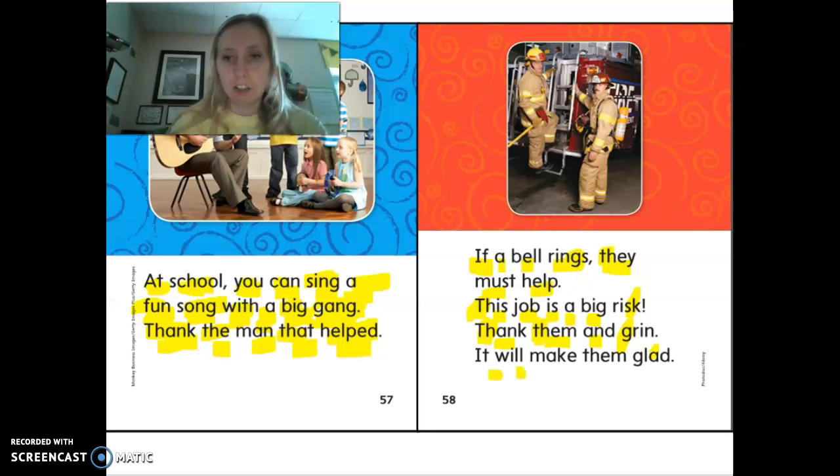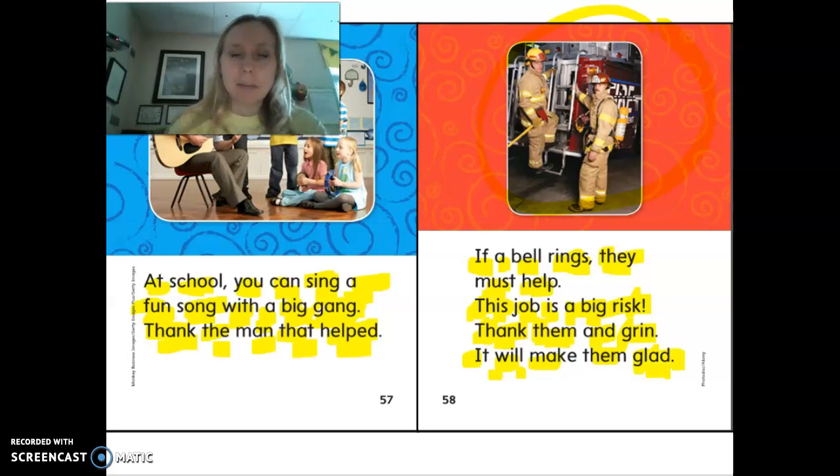Oh, there's another one. Okay, together. If a bell rings, they must help. Okay, because they're firefighters. This job is a big risk. Thank them and grin. It will make them glad.